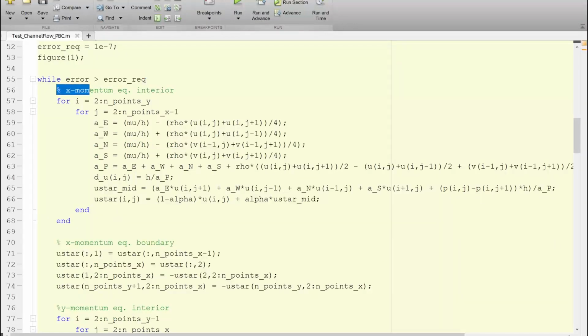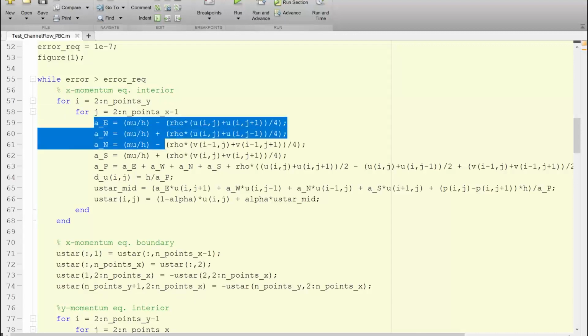So first we solve for the x momentum equation, and this is where the indexing of the staggered grid becomes important. If you don't really understand this very well, please go back to the previous lecture where we talked about the SIMPLE algorithm and the lid driven cavity, and then come back to this lecture.